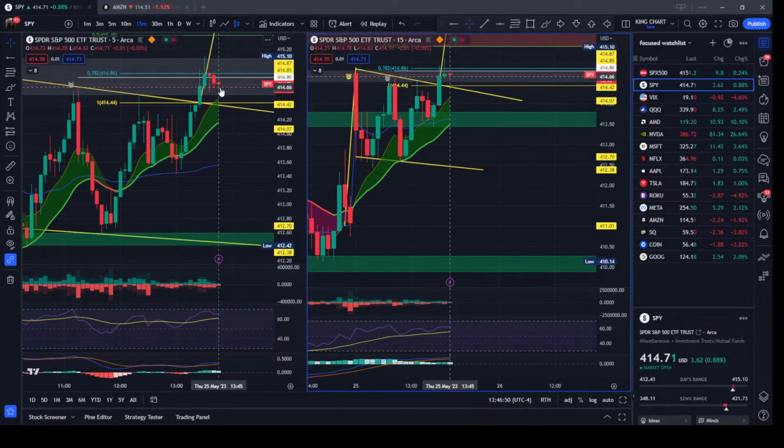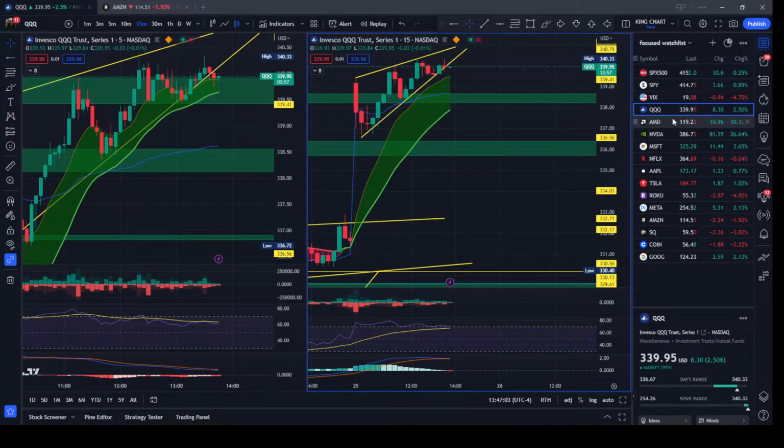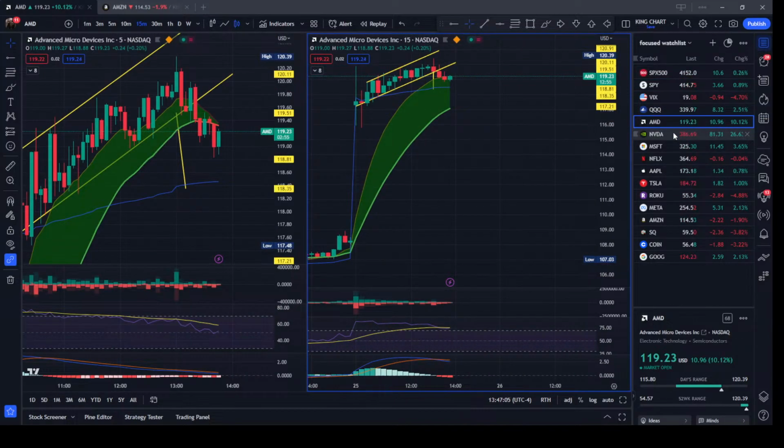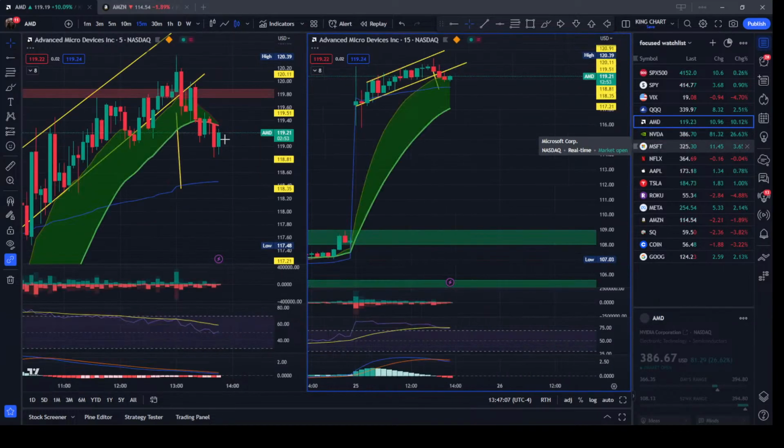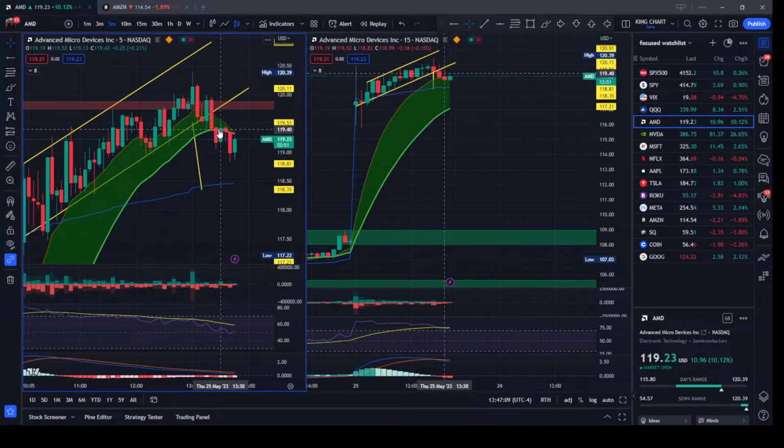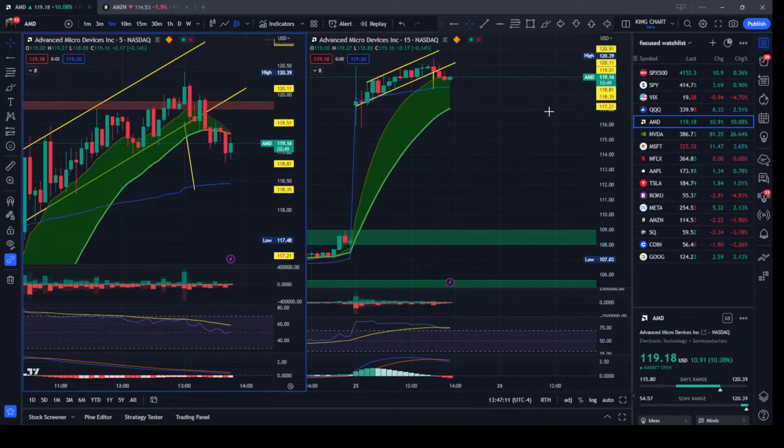SPY is making a lower low there on the 5. Inverse hammer on the 15 that just closed. Yeah, I don't think we should play any more ETFs. Let's actually see some other tickers. AMD broke out of that rising wedge.